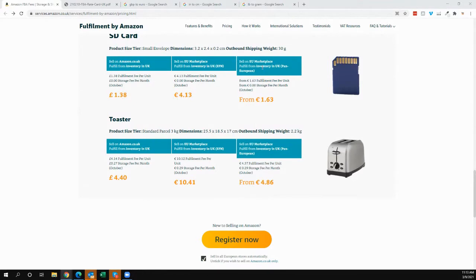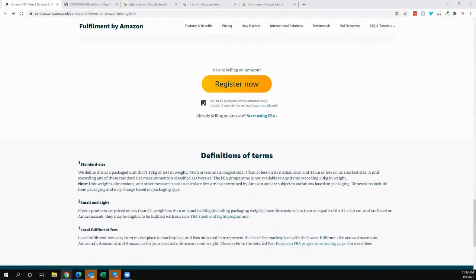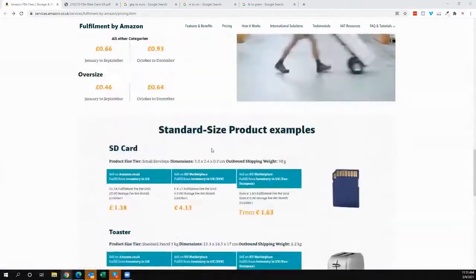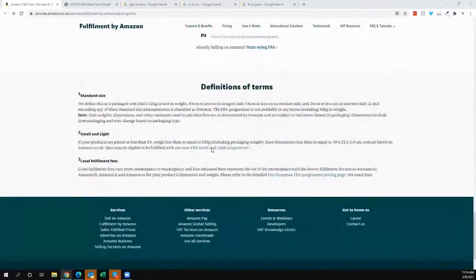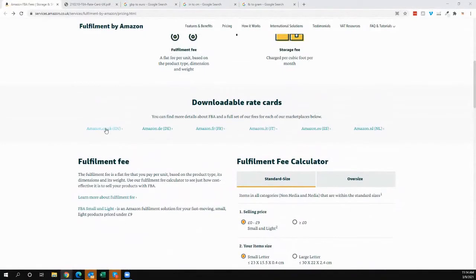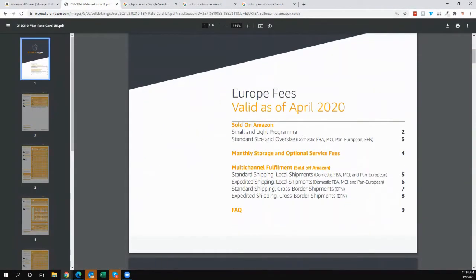And then this is if you're in the Pan-European program, which I have a video which explains more about what the Pan-European program is. Now, just to go through how does all this work, there is a rate card. If you're looking on this, there are these downloadable rate cards. Probably the best one to use for a lot of folks is going to be this one here, which is the UK rate card. If you scroll down here, it's pretty much showing your fees in Europe.